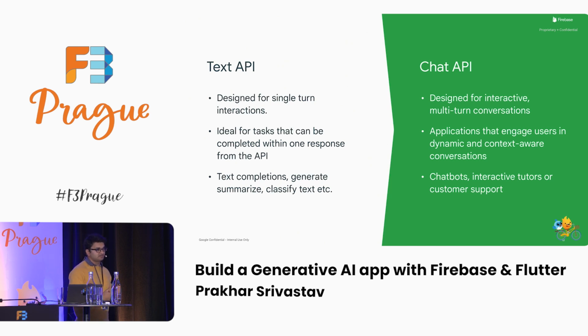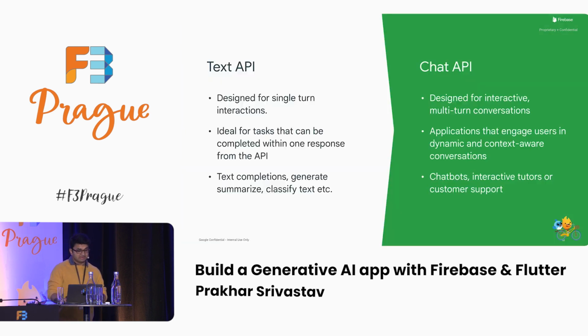These are perfect examples for the text API, whereas the chat API is designed for interactive multi-turn applications or conversations. The reason this is important is that in a chat, you need the context of previous chats. If I'm talking about Prague, and 5 steps later I'm talking about what's the weather like, it obviously means I'm talking about Prague and not anything else. That's where the context of the conversation is very important, and that's where you would use something like the chat API. Examples of this are customer support bots, interactive tutors, and chatbots.